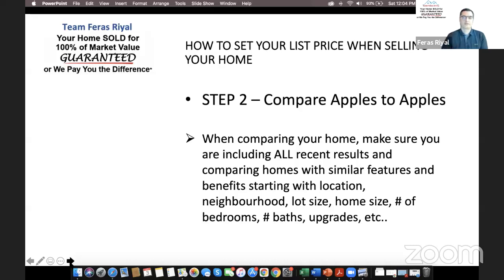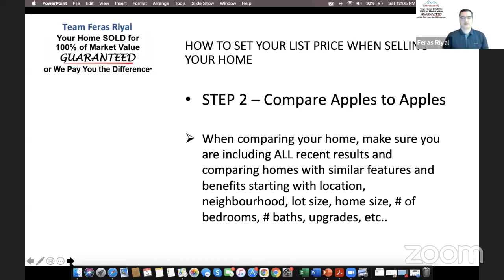So when we are comparing to competition, we need to know if the other competitor, if the competition is similar to your product in terms of the features and benefits, such as the location, the neighborhood. We need to start by comparing in the same location, same street, same neighborhood.